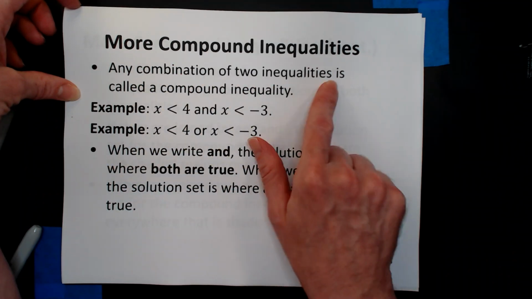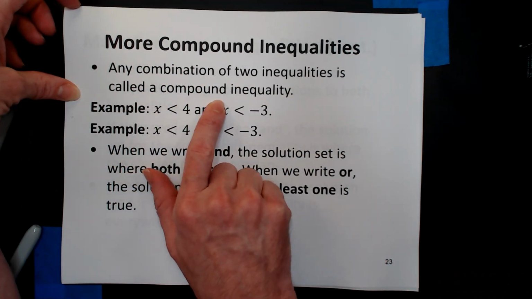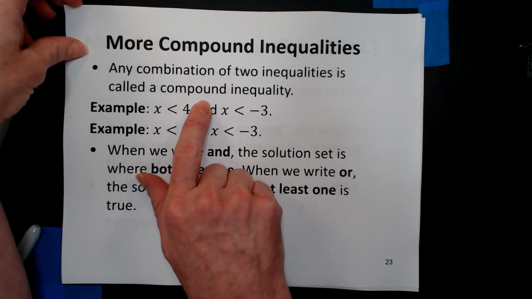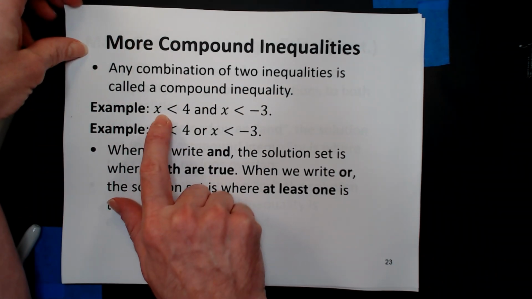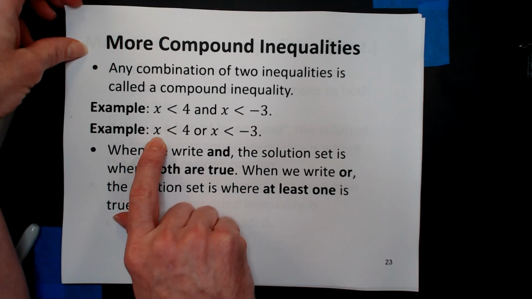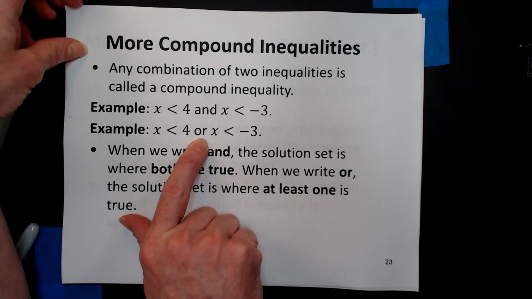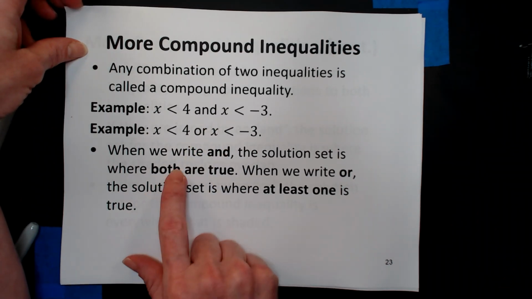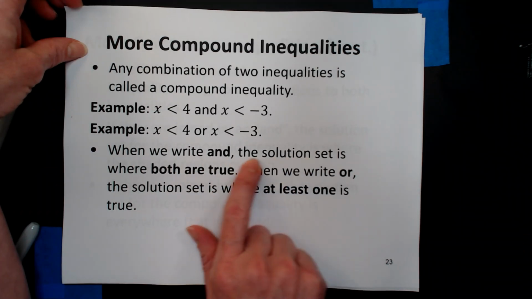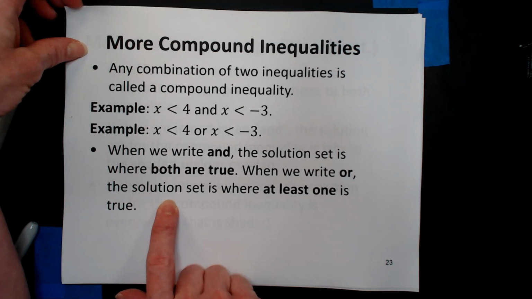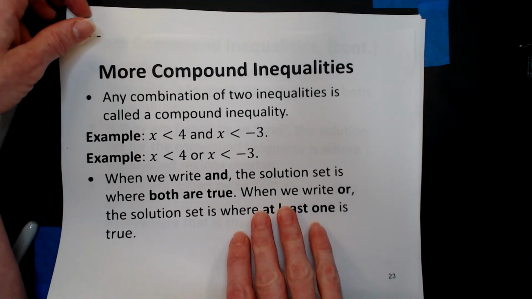Any combination of two inequalities is called a compound inequality. And here we have x is less than 4 and x is less than -3, or x is less than 4 or x is less than -3. So we have an AND statement and an OR statement. When we write an AND, the solution set is where both have to be true at the same time. When we write OR, we say the solution set is where at least one of them is true.